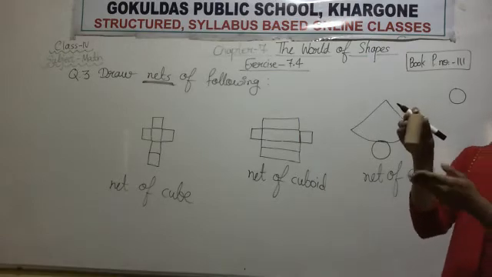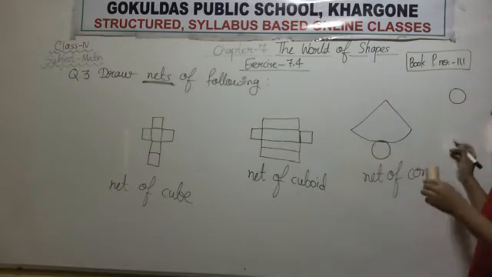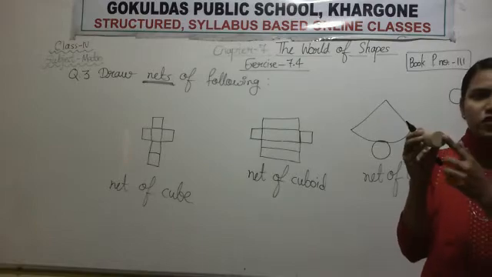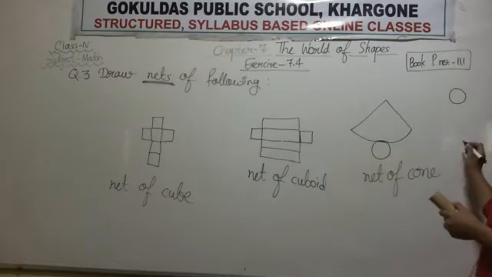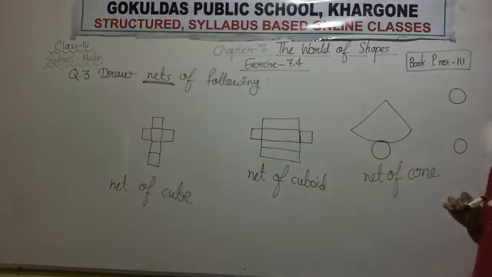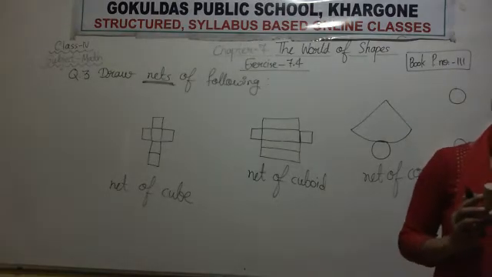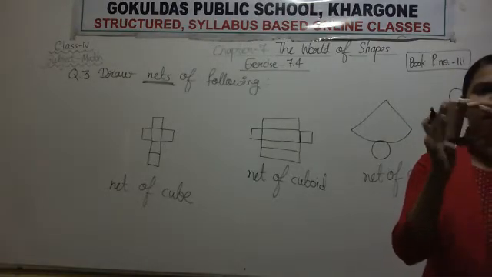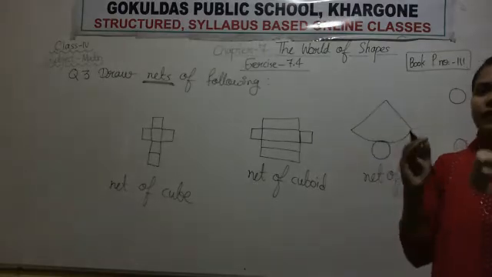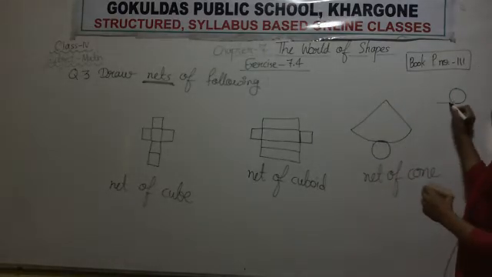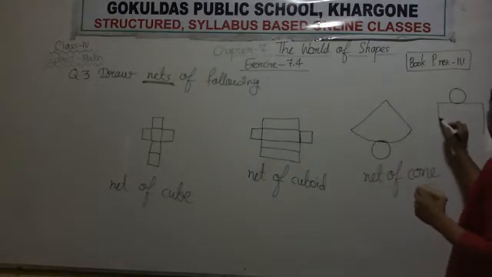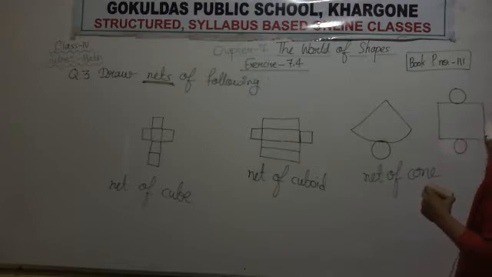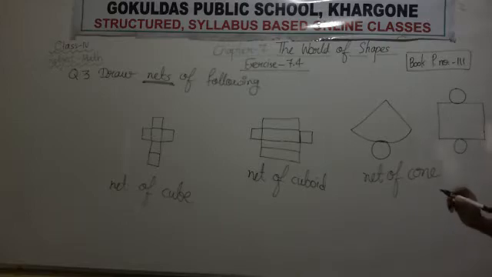And when I open the bottom surface, it is also circular. The bottom is also circular. When I open it, it will look like a circle, right? And when we open this curved surface, it will become a rectangle. So when we open this surface, it will look like a rectangle. Okay, so it is the net of a cylinder.